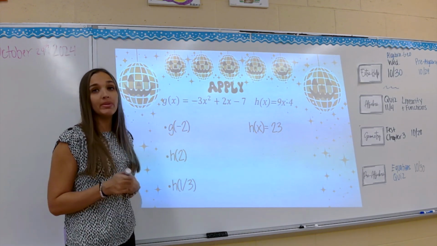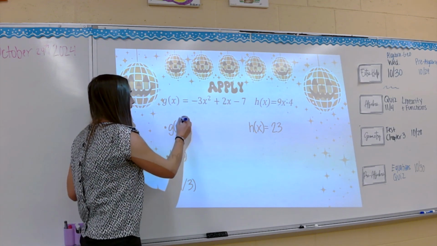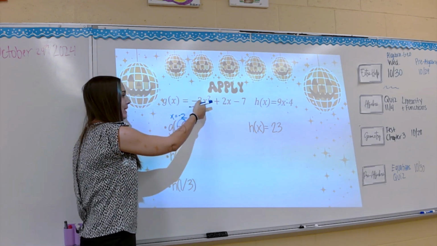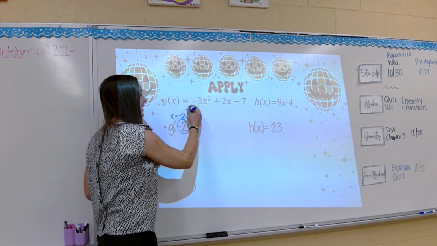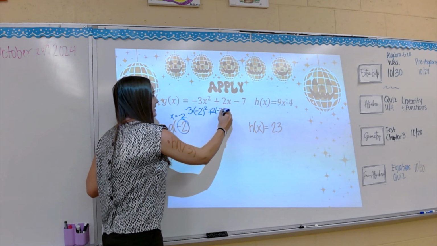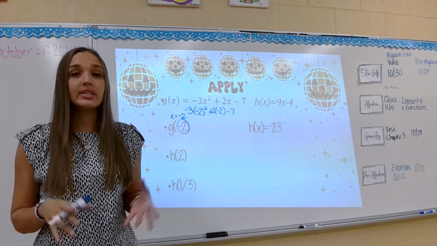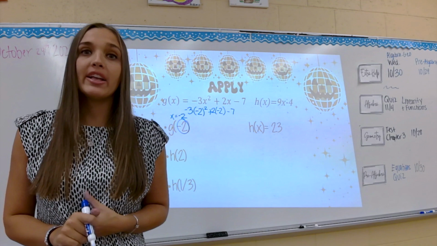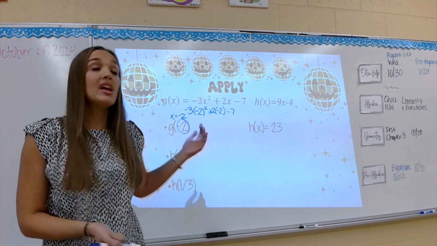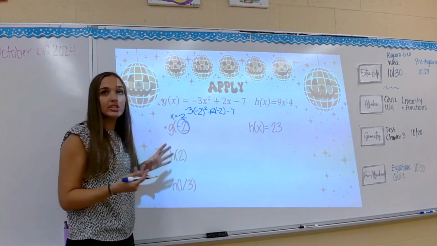G of -2. We saw before that the number inside the parentheses is our x value, so x equals -2. I'm going to plug that in for my x values. So I get -3 times -2 squared plus 2 times -2 minus 7. Now I'm going to evaluate that just like I did in the past when I evaluated expressions. Now we're just stepping it up a notch and writing the question in a different way. I have to use my order of operations, my PEMDAS.